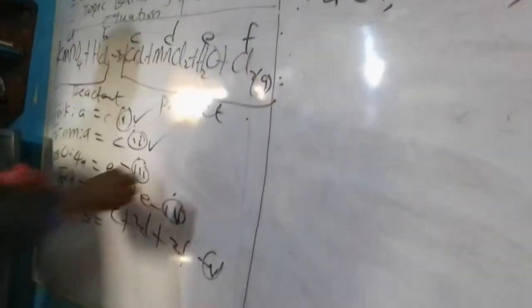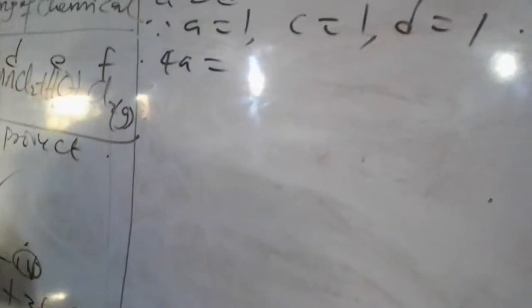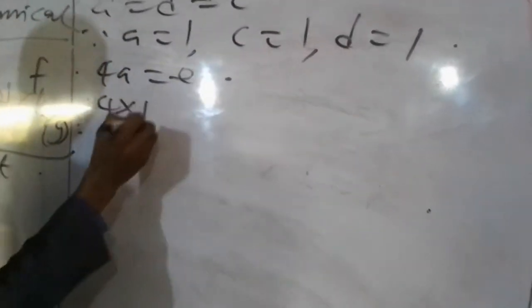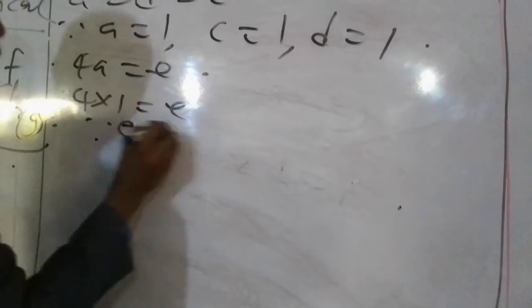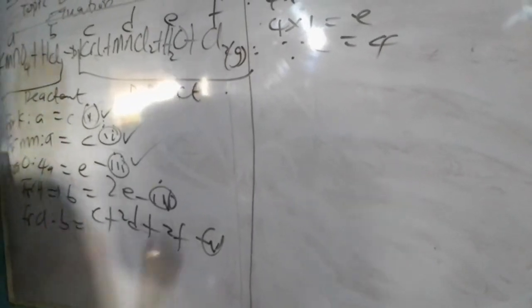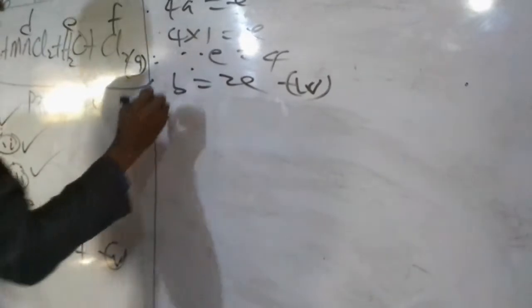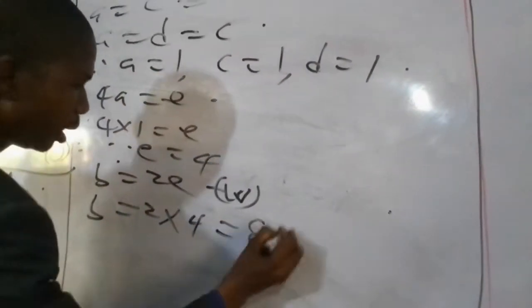Then we have solved equation 1, equation 2. We are going to equation 3. 4A equals E. That is 4 times 1 equals E. Therefore, our E equals 4. We have solved equation 3. Let's go back to equation 4. We have B equals 2E. What is our B? B equals 2 times, what is our E? Our E is 4. That means our B is 8.